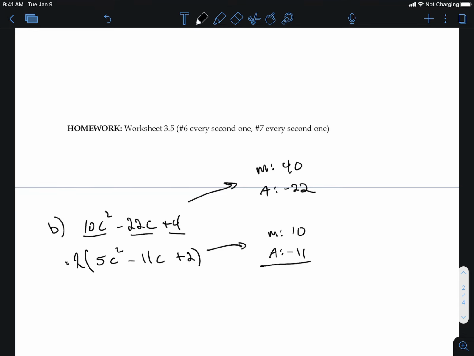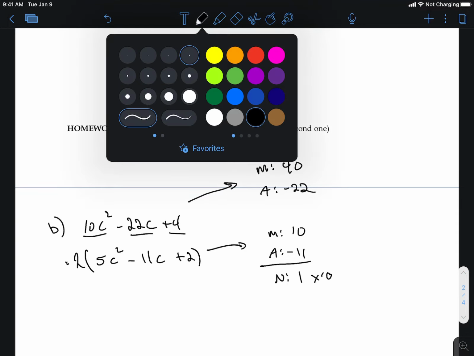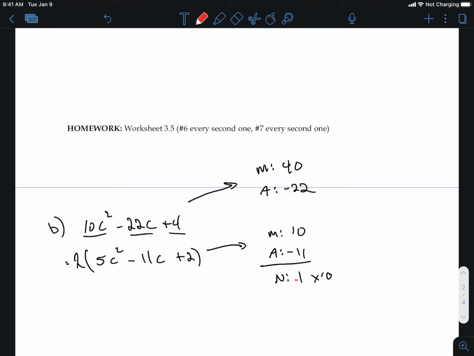So, we just run through the list. What do we got? Got 1 times 10. That's not, oh, does that work? What if I made them both negative? If I make them both negative, then it works.